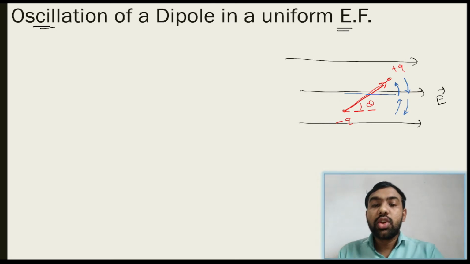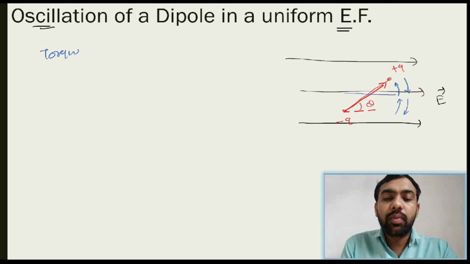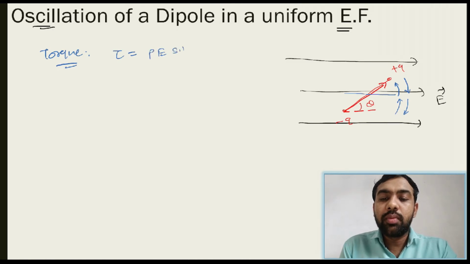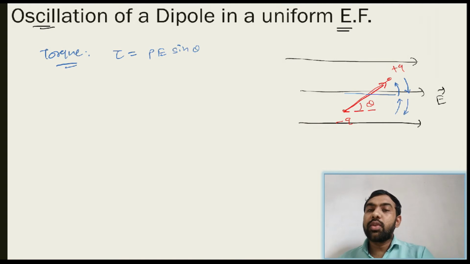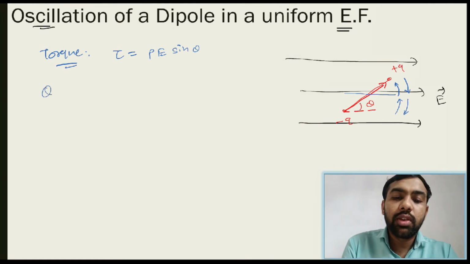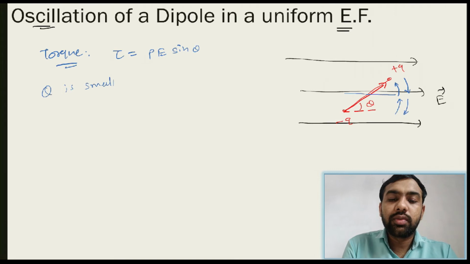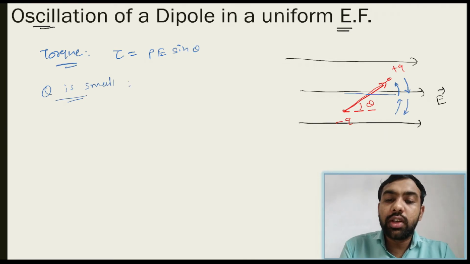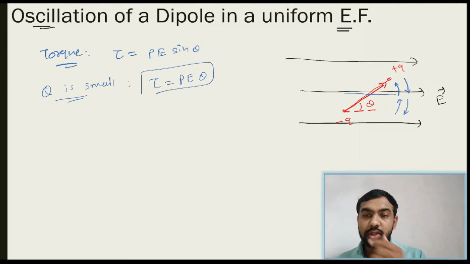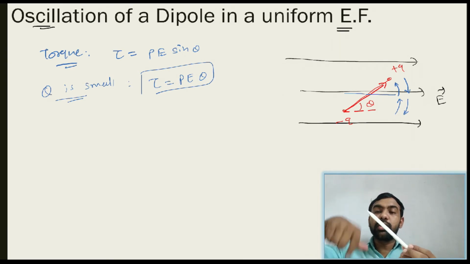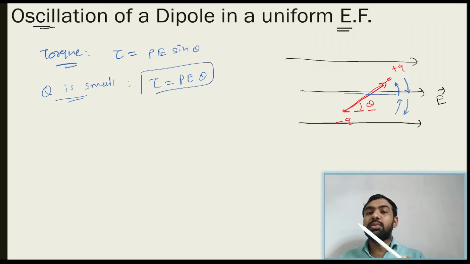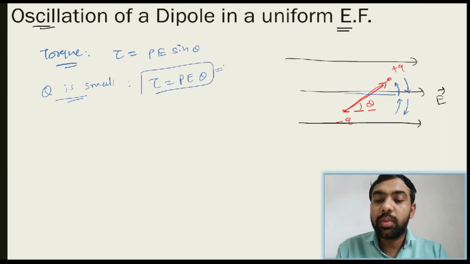So how do we understand this? What is the torque on the dipole? Torque is equal to pE sin theta. But when you consider oscillation, consider theta very small. If theta is small, then torque is equal to pE theta. So this much torque is applied on the dipole in the opposite direction of the movement. If you move the dipole like this, then the torque is opposite to this movement. So that is actually the restoring torque.